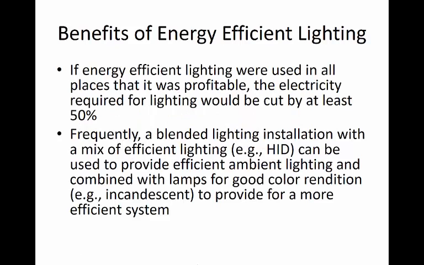So here's the idea. If energy efficient lighting were used in all places where it was profitable, meaning it actually had a return on investment for us, the electricity required for lighting in the US could be cut by at least 50%. Now, the way that's done in a lot of spaces is they're utilizing blended lighting applications. This is kind of what I talked about before with the current theory on how we do lighting. The idea is that I can use one light to provide ambient lighting in the space, and then I can also use another type of light for specific tasks that require a higher level of light, or where I need a higher CRI, or color rendering index.